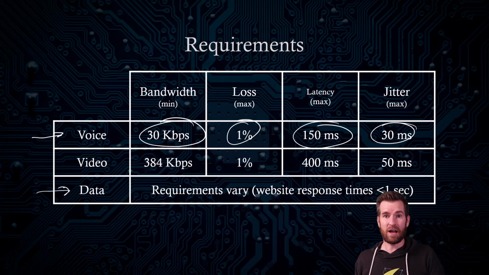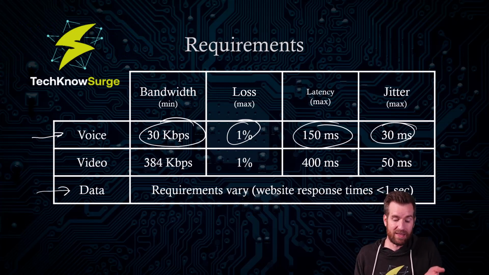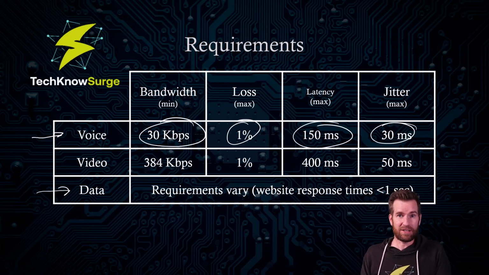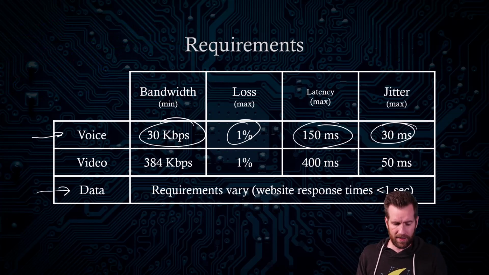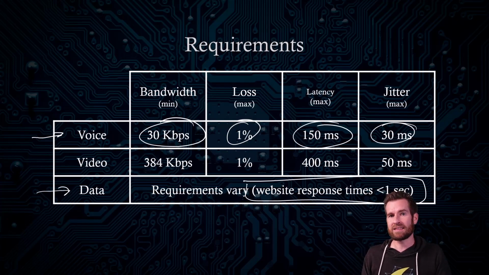Data would have much higher tolerances, but it would also depend on what the data is. There are different types of data out there, so it's not one that we can classify really easily. But we do say, for websites, the response time needs to be less than a second. Otherwise, you're going to have people that are not going to want to visit your website because of slowness.